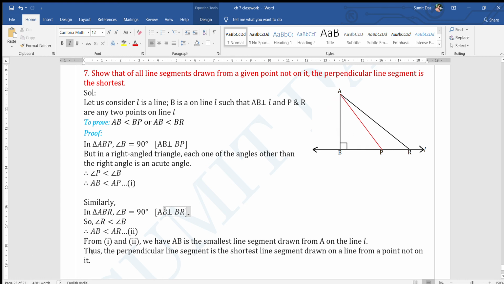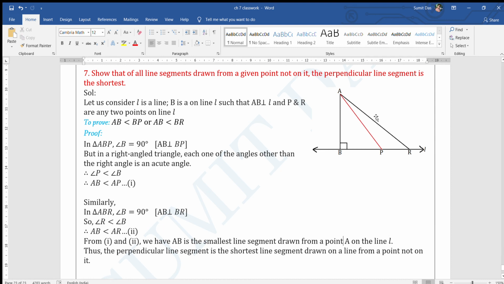So from 1 and 2 we can write that AB is the smallest line segment from A on the line L. Thus the perpendicular line segment is the shortest line segment drawn on a line from a point not on it.